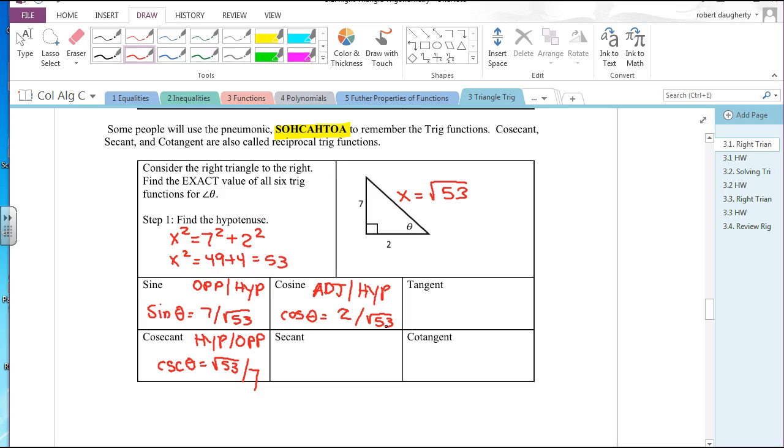Okay? The secant is the reciprocal of the cosine. What's the value of the secant of theta? Yeah, square root of 53 over 2. What's the definition of the tangent? It's the opposite over the adjacent. So the tangent of theta, what's the value of the tangent?